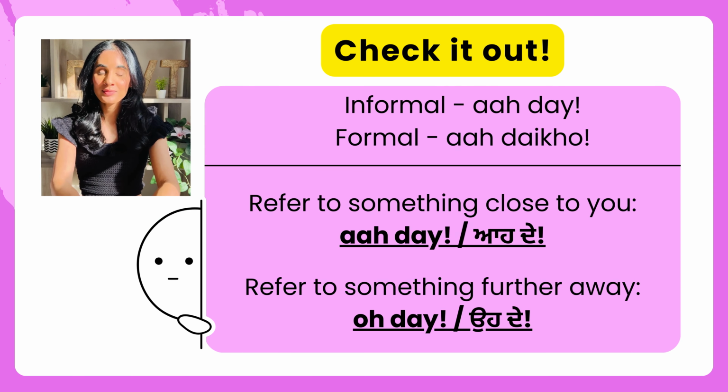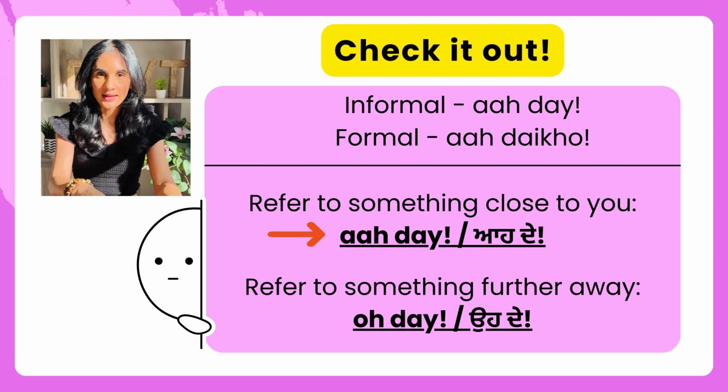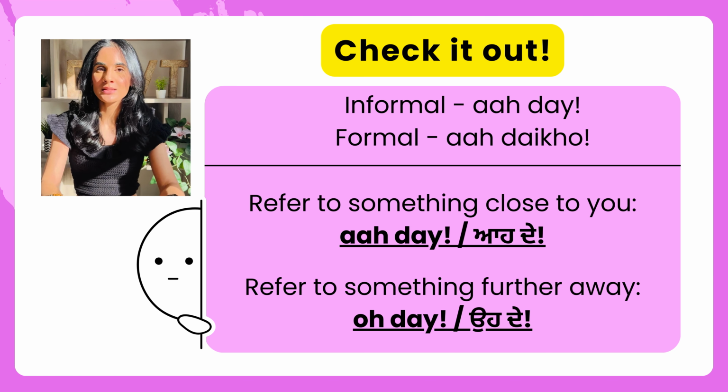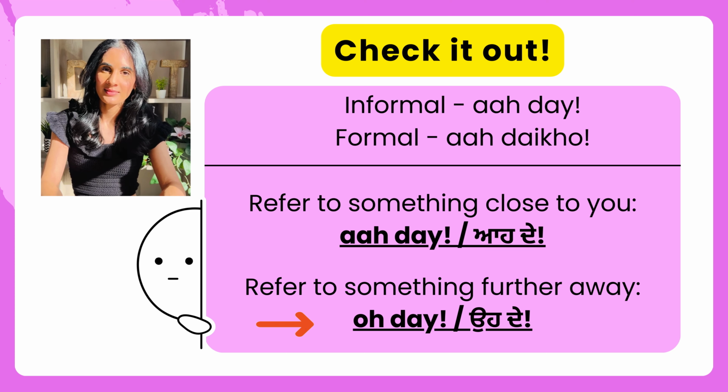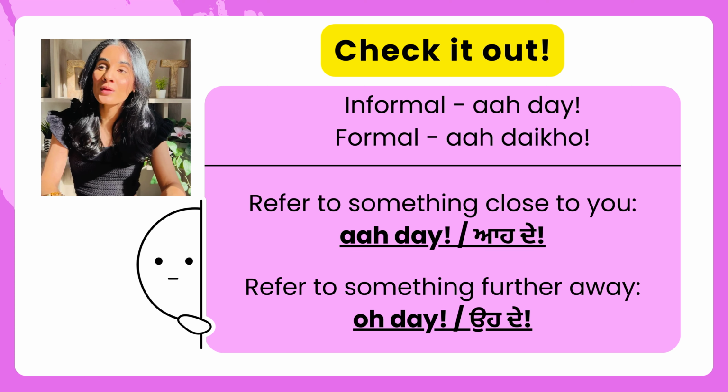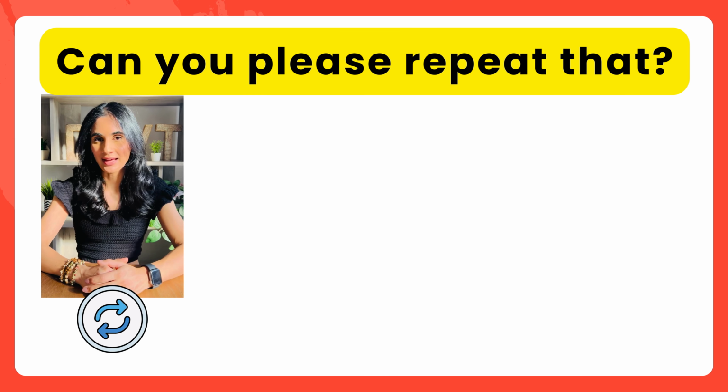Check it out. Aade. If you want to show someone something close to you, you can say aade. Or if you want to show something that's a little bit further away to someone, then you can say ode. Aade. Ode.